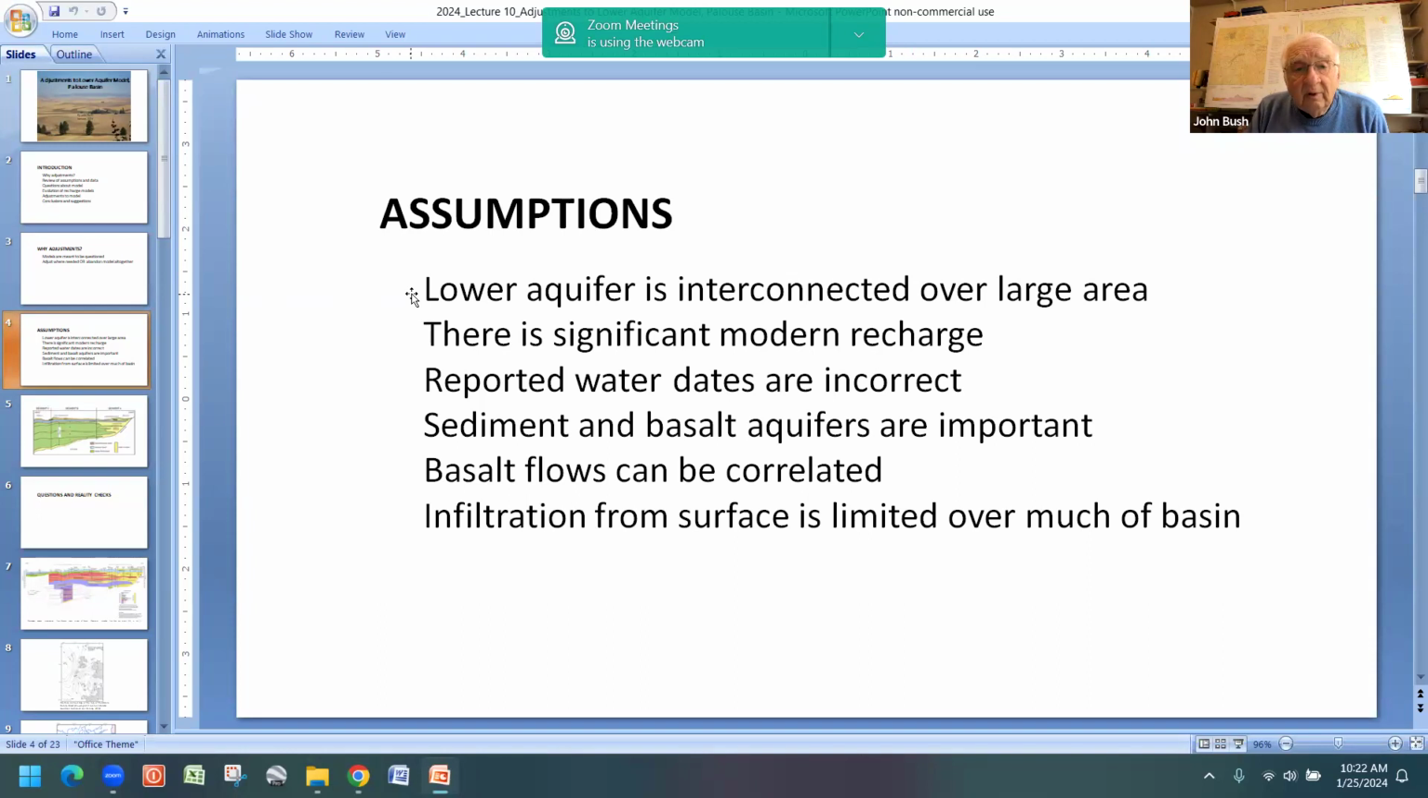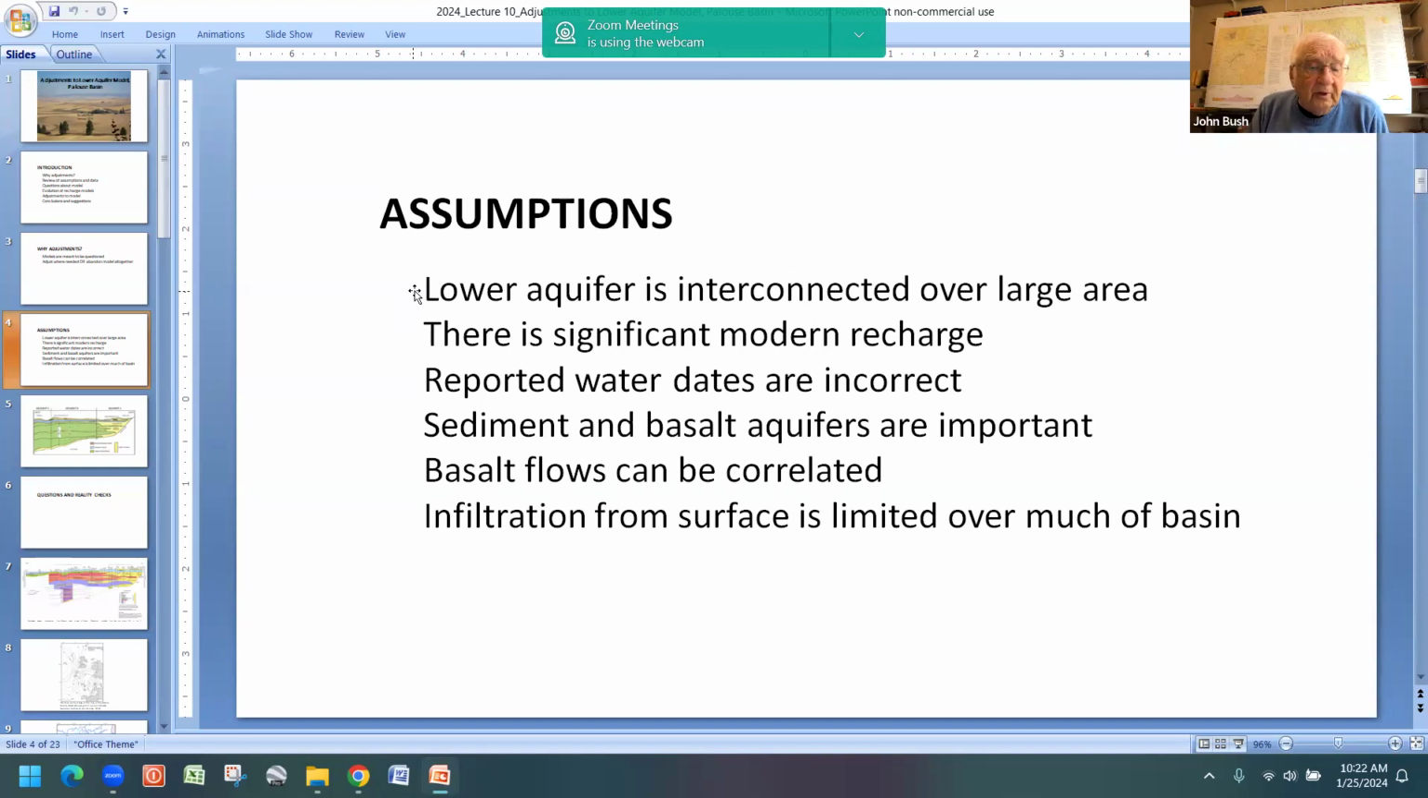Now, remember, when I use the word I, it's really a summary of work going back over 100 years, back to the first reports in the late 1800s, all the way up to the present day. So I might use the word I a lot. It's my summary of lots of work, lots of different backgrounds. One of the first assumptions is that the lower aquifer is interconnected over a large area.